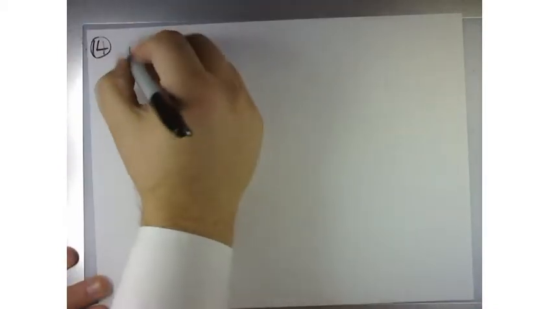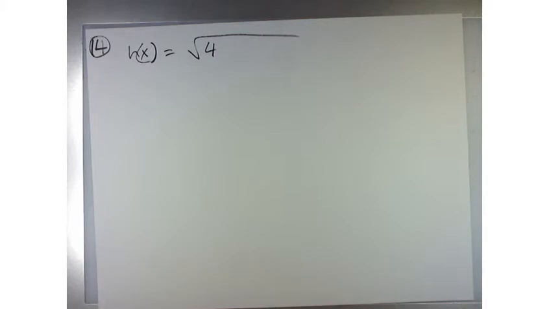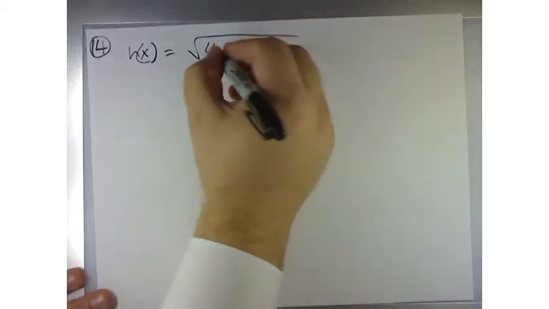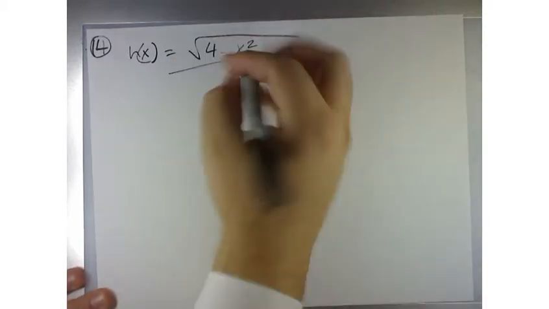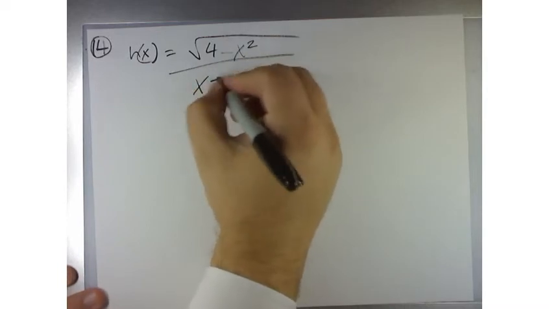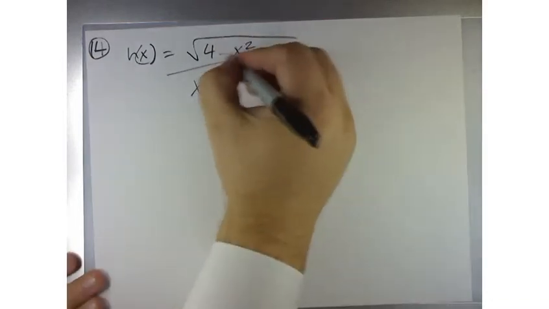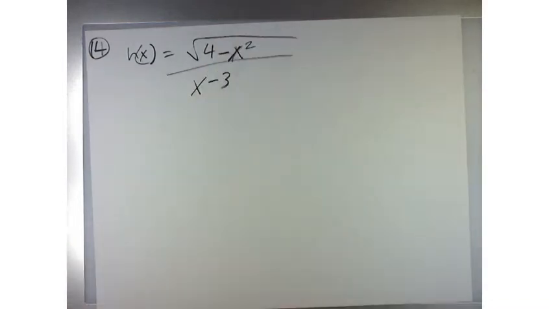To do problem number 14, they give us the function h of x is equal to the square root of 4 minus x squared, all over x minus 3. So this one's the double whammy. We have a square root and we have a denominator.